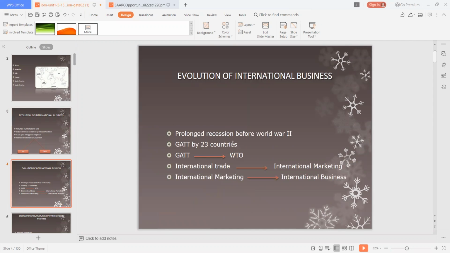So see this, a prolonged recession before World War II, GATT signed by 23 countries. GATT leads to the WTO, World Trade Organization. International trade leads to international marketing. International marketing leads to international business. We even discussed these concepts. See this: international trade, international marketing, and international business.